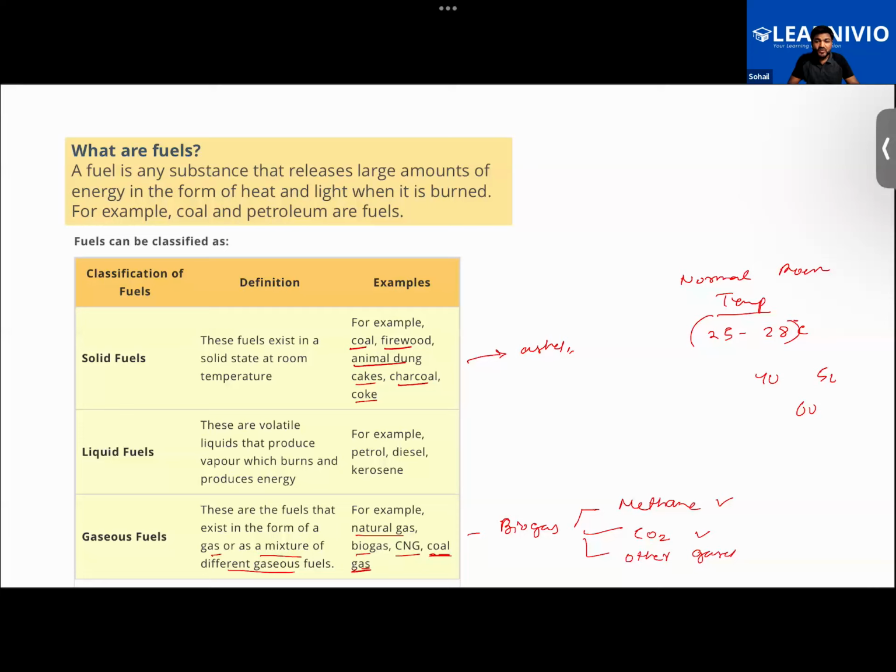See, talking about gases like natural gas or biogas, they are not made up of just one type of gas. Biogas is not just made up of methane gas. Apart from methane, it consists of carbon dioxide also. It consists of other gases also. Getting my point, guys?